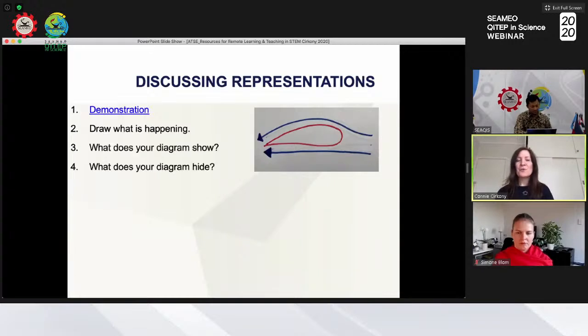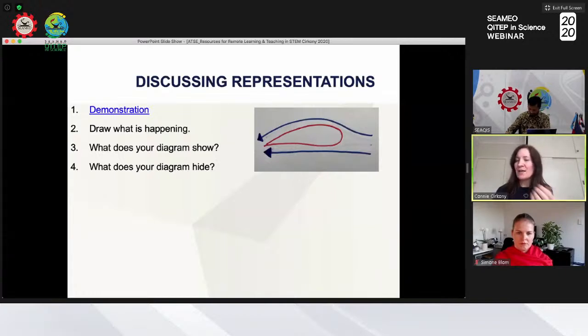And then as a teacher, you would say, well, what does this diagram show? And you might say, well, you know, it shows that there's air going over the wing and air going under the wing. And, you know, the air going over the wing has a longer distance. So it takes longer to go over. Maybe they'll say something like that. Or maybe they'll just say, you know, there's air going through the wing.